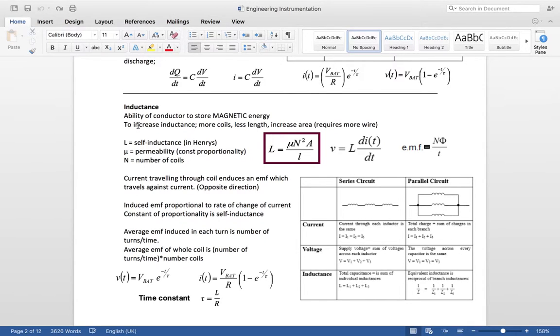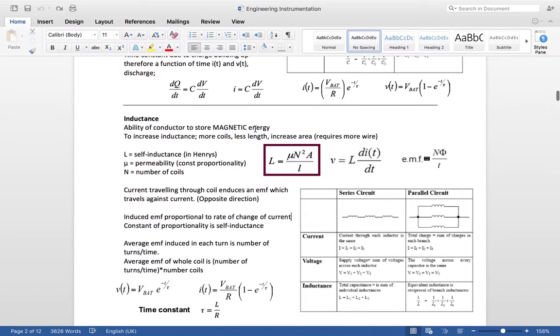Inductance is the ability of a conductor to store magnetic energy. To increase inductance, we increase the number of coils and the area, so we can store more energy. We also decrease the length: the shorter it is, the more inductance it can conserve. This is the formula that you remember.